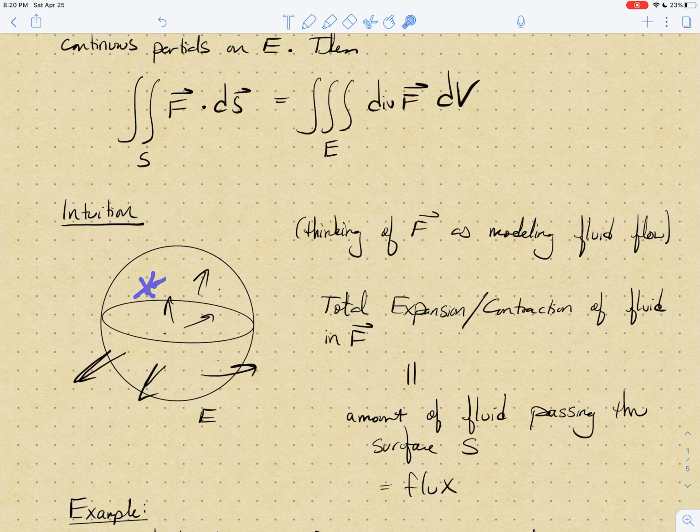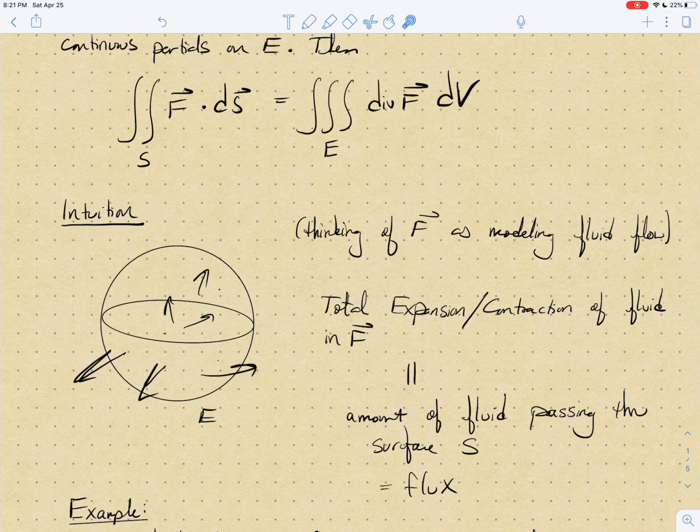So you can really see this theorem playing out. If there's lots of fluid expanding out of every point, then it's got to pass through the surface. And this theorem is saying the amount of fluid passing through the surface, the flux, is the same as if you measured the sum total of the divergence of F.